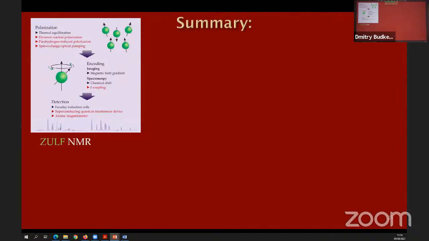Yeah, I believe that I showed you this in the beginning. So the basic thing about the ZULF NMR concept is that you look at the 3 stages of the NMR experiment. You need to polarize the nuclei. You need to do encoding. Now, within nuclear magnetic resonance there are 2 big branches of encoding. Why do you do this experiment? You want to learn something about the system. And there are 2 main branches.